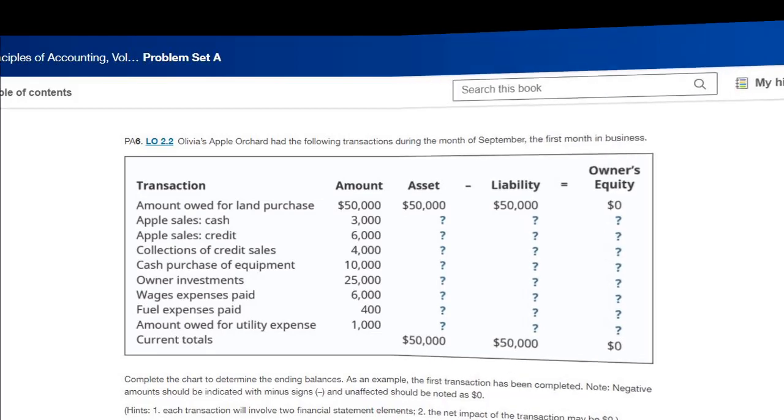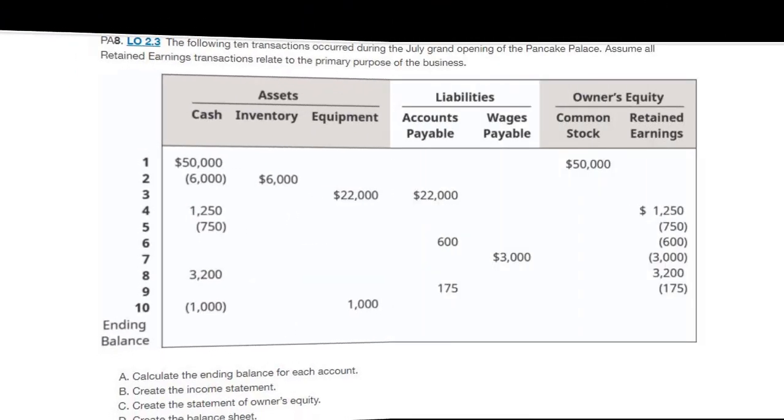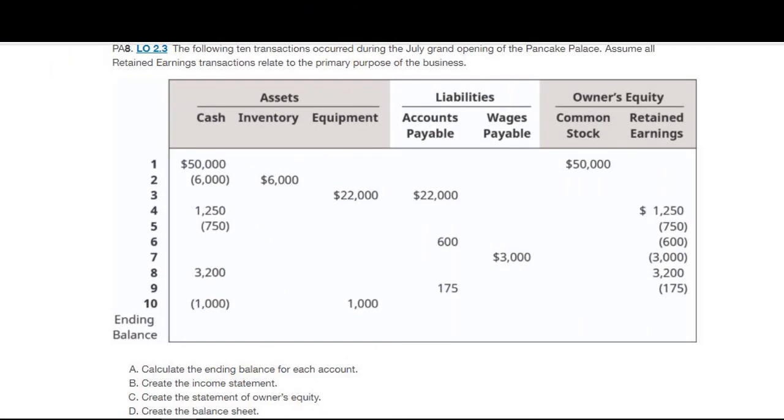Now let's go a little bit further down the problem set, or problem set A. And let's go down to PA8. Problem set A, number 8, PA8. This is a little bit more complicated than the example I just gave you because there isn't just one asset, $5 in cash, but there are 3 assets. This company owns 3 different types of things that have some value.